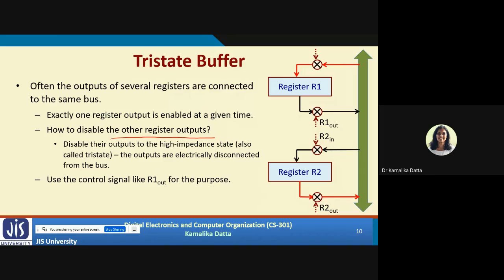We can only do this provided we have something where we can disconnect this line. But this is a wire, and a wire can have 0 and 1, or high and low voltage. But you can also have another state, and that is performed through a digital component called a tri-state buffer. It disables the outputs to a high impedance state, also called tri-state. The outputs are electrically disconnected from the bus. So basically, the line is connected, but the value available here is such that it is just like nothing is connected here. Is it clear to you, guys?